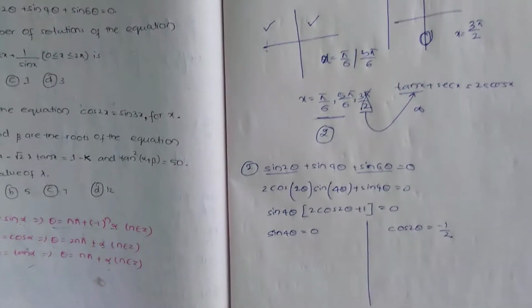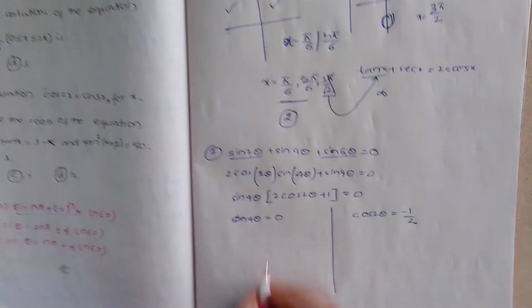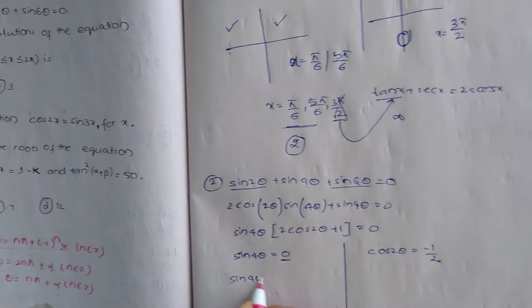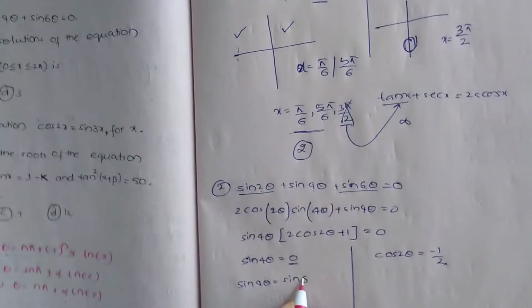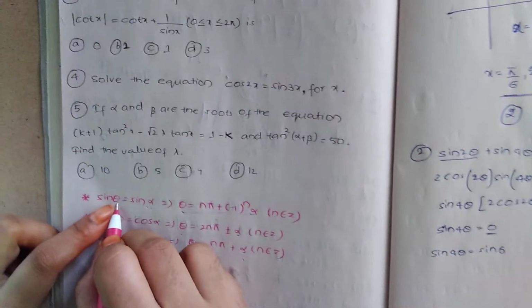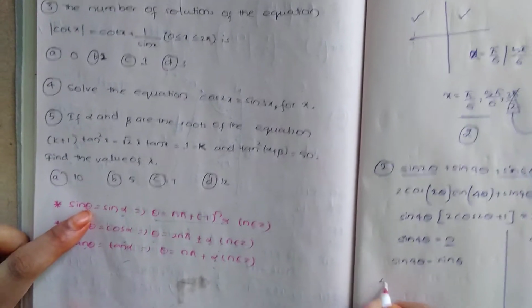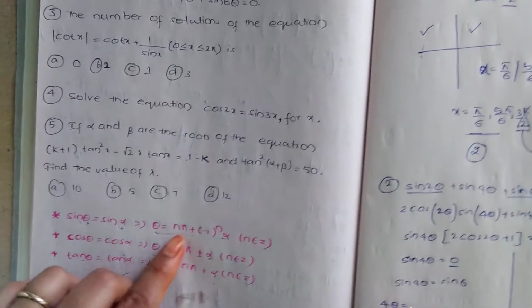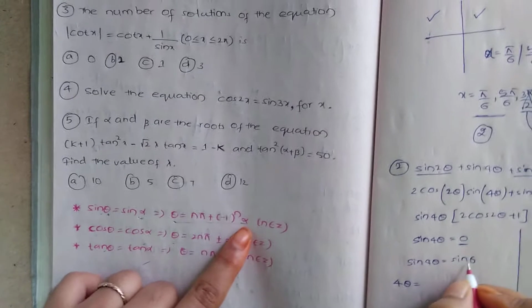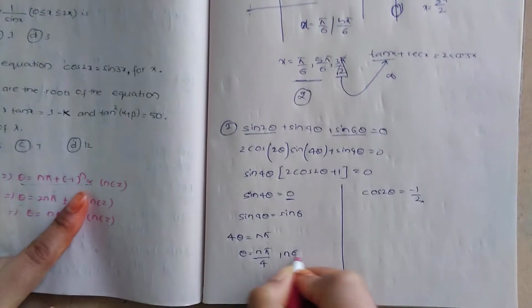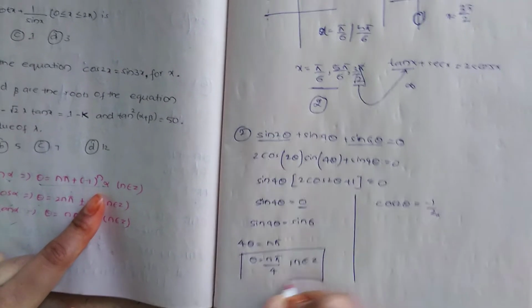by 2. Well, yes. Now we can write 0 as sin 4 theta is equal to sin 0. See this formula. Sin theta is equal to sin alpha. Theta is equal to this. So can we write 4 theta is equal to n pi because alpha is 0. N pi. What will be the value of theta? N pi by 4, where n belongs to integers.